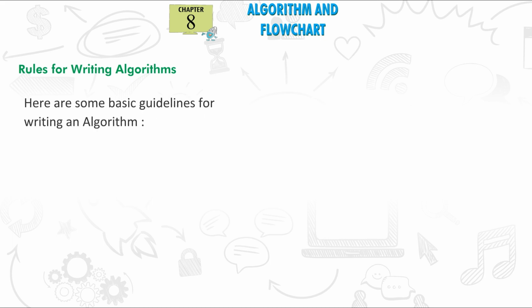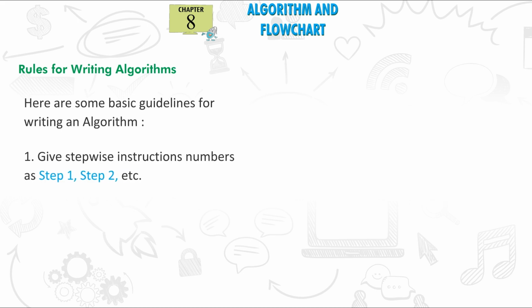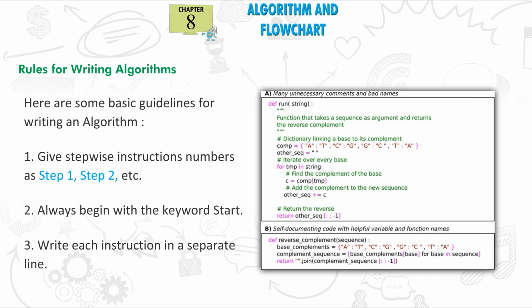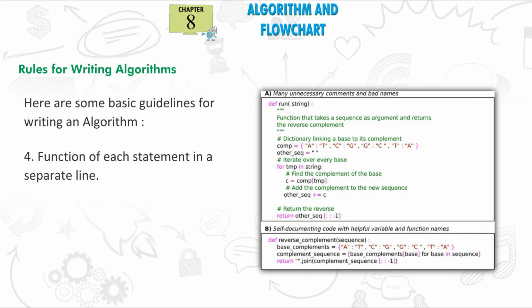Rules for writing algorithms. Here are some basic guidelines for writing an algorithm. 1. Give stepwise instructions, numbered as step 1, step 2, etc. 2. Always begin with the keyword start. 3. Write each instruction in a separate line. 4. Write the function of each statement in a separate line. 5. Write stop at the end of the algorithm.